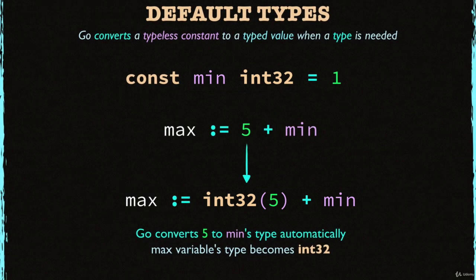But what happens if it couldn't find a type? I mean, what if there wasn't a mean there? What if there wasn't a type information anywhere? To answer that, let's take a look at another example.